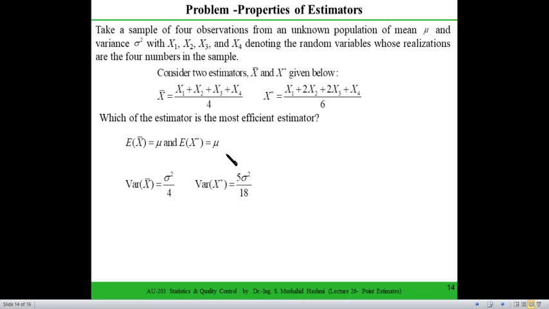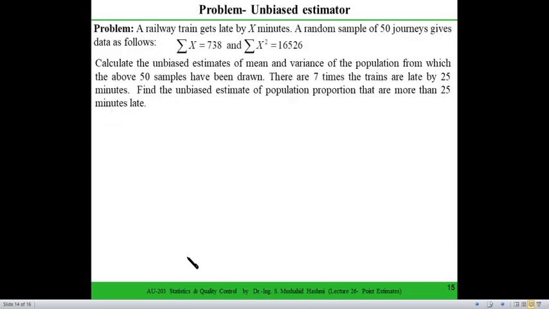Both are unbiased estimators. Then obviously we can look at the consistency, which would be true. For the third property, you need to look into the minimum variance estimator. If you calculate the variance of X bar and the variance of X star, which one is the minimum variance? 5 upon 18 is a smaller number, or 1 by 4 is a smaller number? We know that 1 by 4 is a smaller number than this. So X bar becomes the most efficient estimator in this case, because it satisfies all three conditions of an efficient estimator.